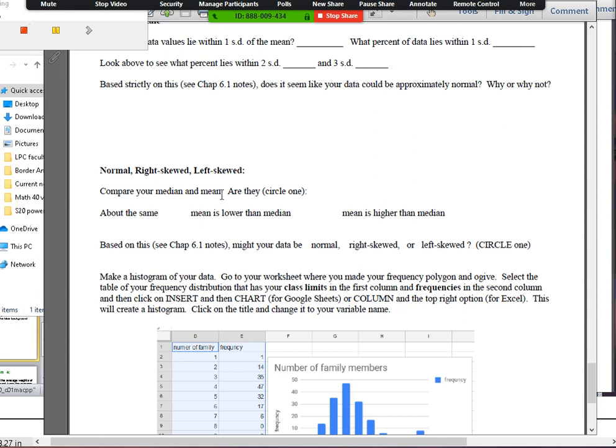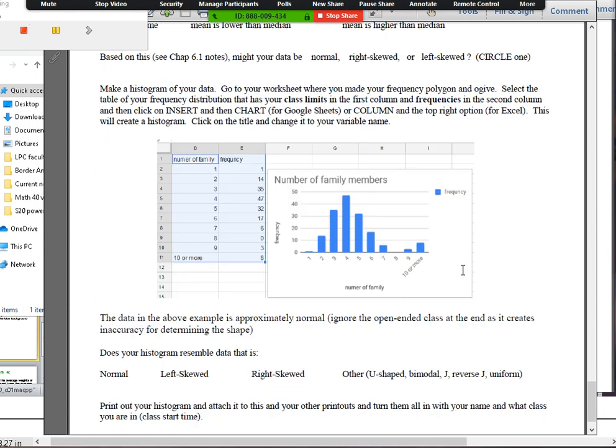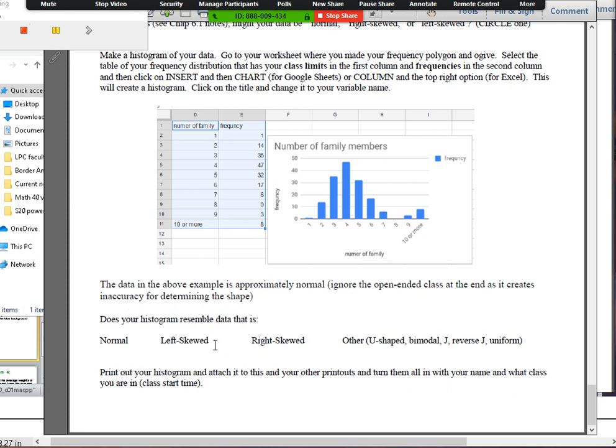So you can say whether you think that they are, and then look at your mean and median. If they're close, see if they're about the same, or if one's greater or higher, so whether your data might be based upon that normal or right skewed or left skewed. And then look at your histogram and say whether you think your data is normal, left skewed, or right skewed, or something else. All right, that's it.